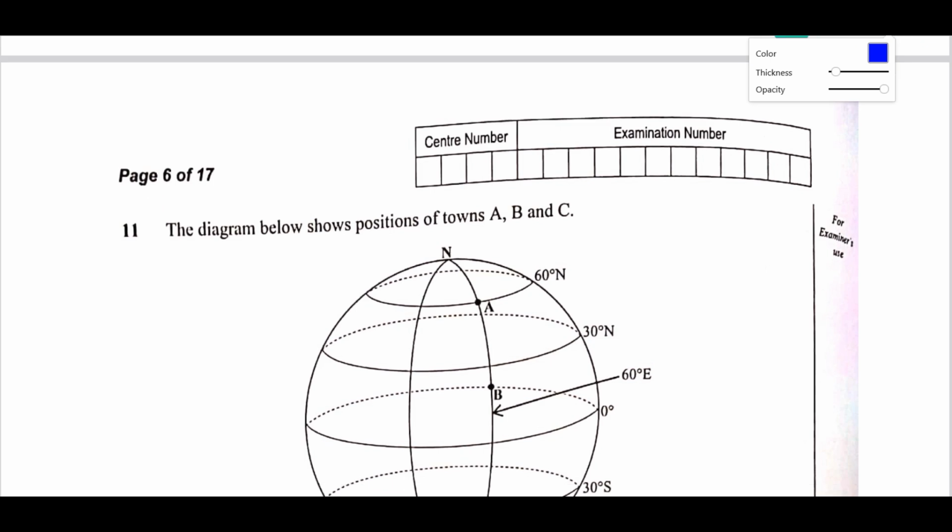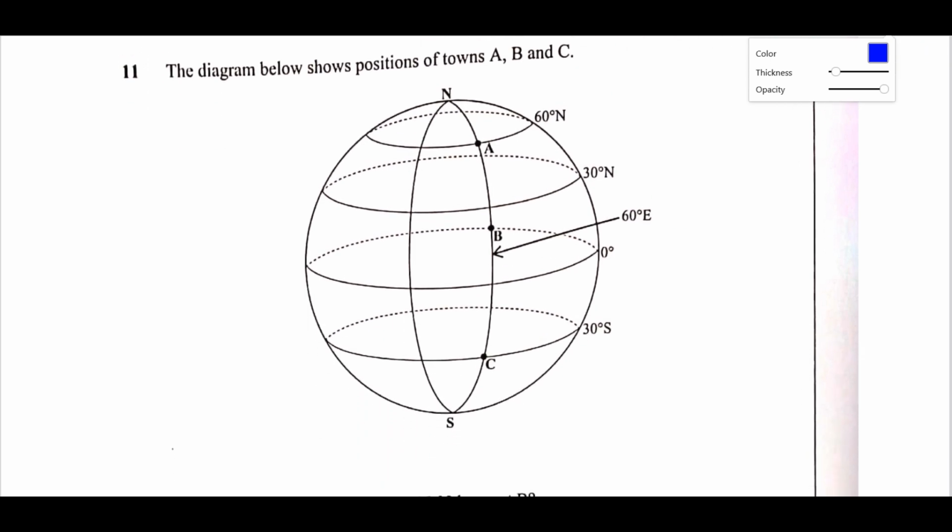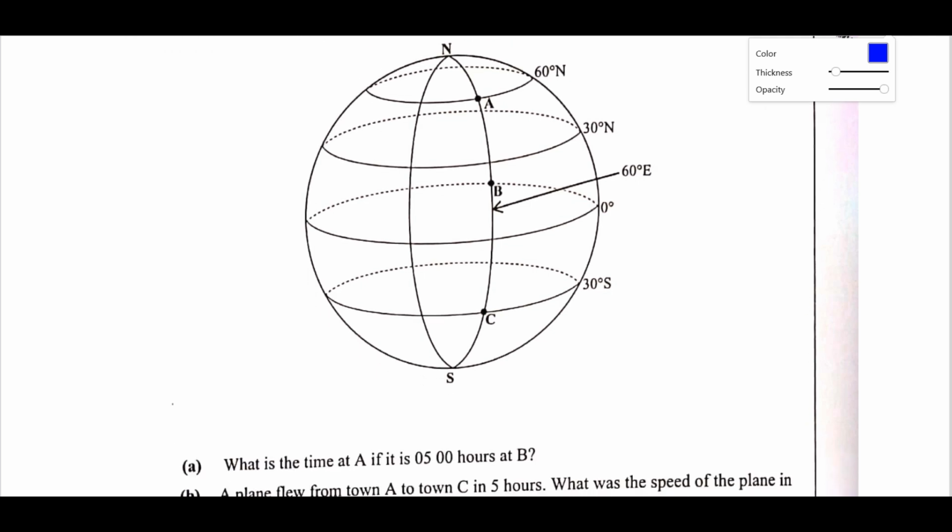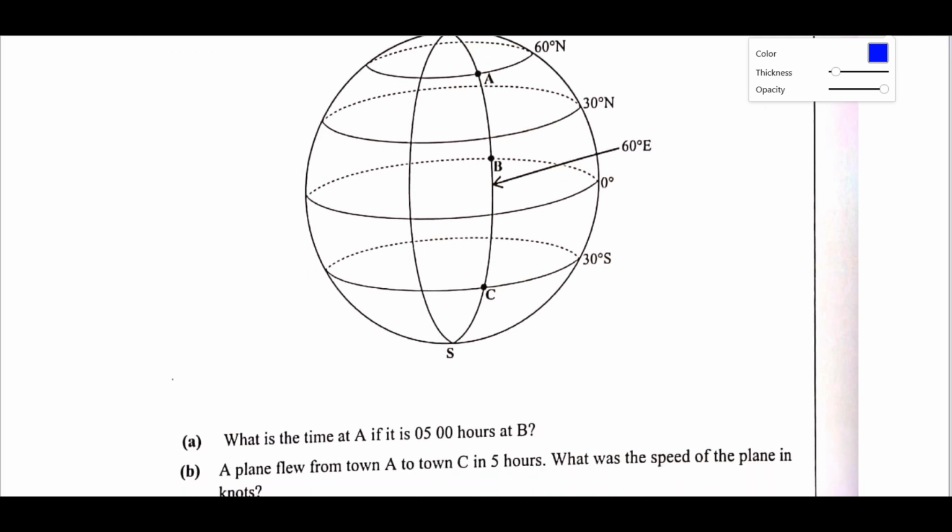So the next question is question 11, and as we can see, we have a question coming from the topic of earth geometry. So we have the diagram below shows positions of towns A, B, and C. So let's have a look at the first question. So the first question is, if the time at A is 0.5 hours, then what is the time at B?